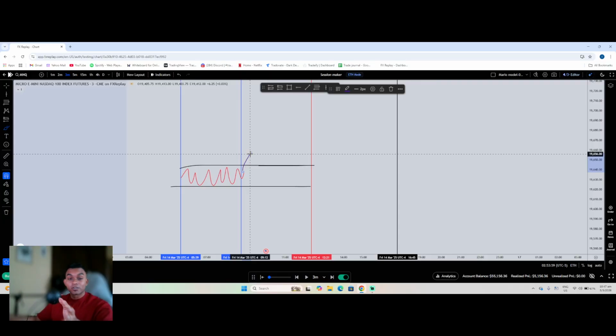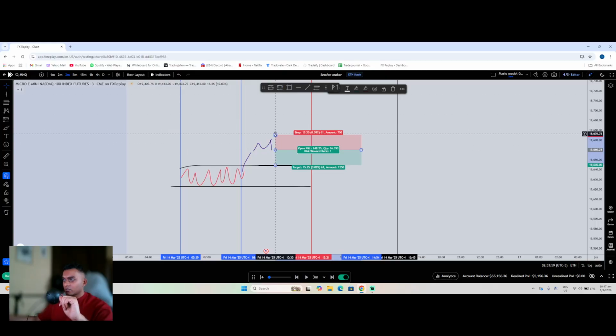Okay, once it breaks, the next thing you got to look out for. I'm going to teach you the right way first. The next thing you're going to look out for is a CISD. So let's say it goes up, and then you see a CISD. If your CISD is super close, you can just enter the trade right away. Stop loss above the highs, and you can just aim for a 1:2.